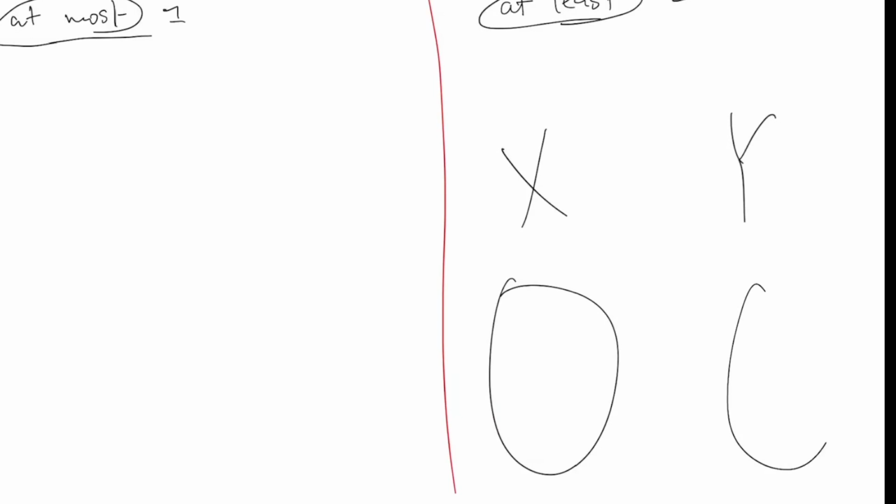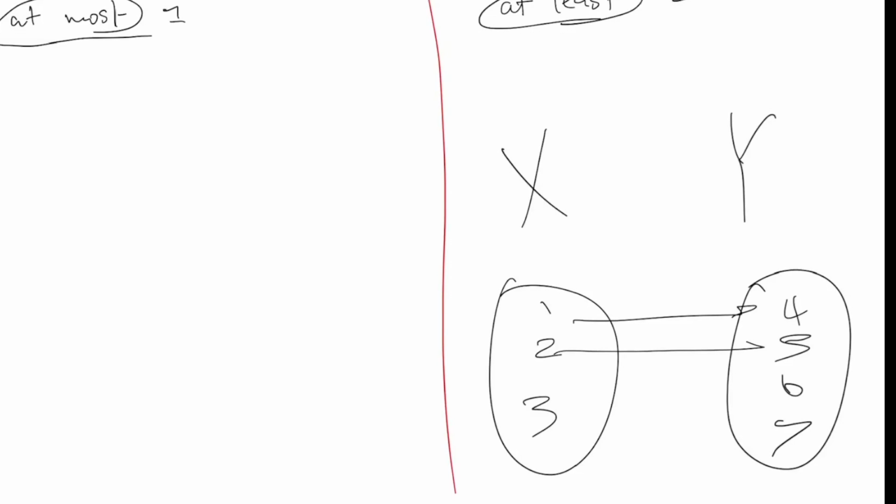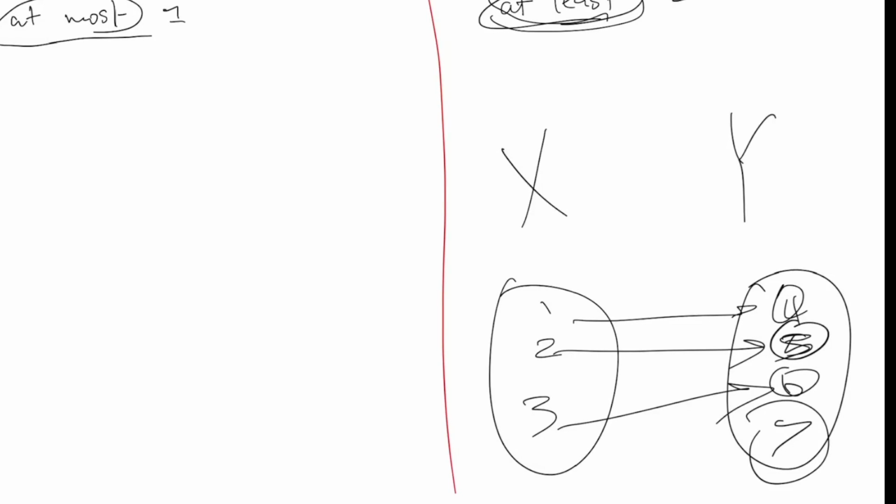Again, okay, so 1, 2, 3, 4, 5, 6, 7. 1 to 4, 2 to 5, sorry, 3 to 6. This is great. It has at least 1. 5 has at least 1 input. 6 related to at least 1 input. 7, oh, well, that's left alone. While by definition, onto functions have their outputs related to at least 1 input. Here, 7 is not related to any input, so this is not onto.